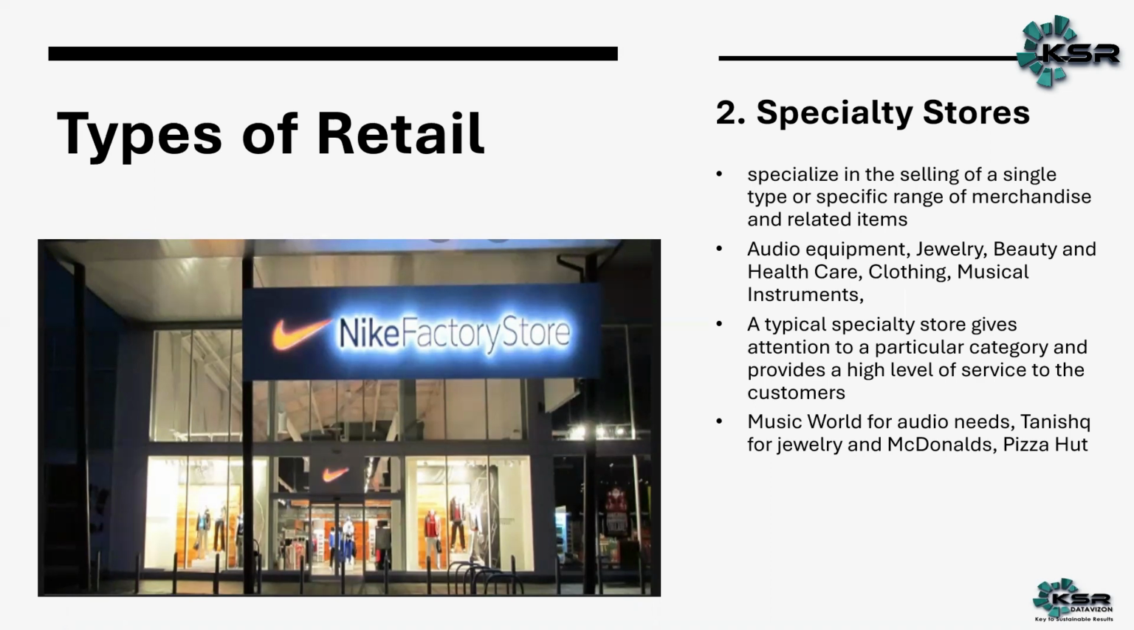If somebody wants a burger, they will go to McDonald's, they will go to Burger King, they will go to KFC. So they are dedicated retailers with this specialty. And needless to say, if you want to buy pizza, you have Pizza Hut as well as Domino's. So these are specialty stores.